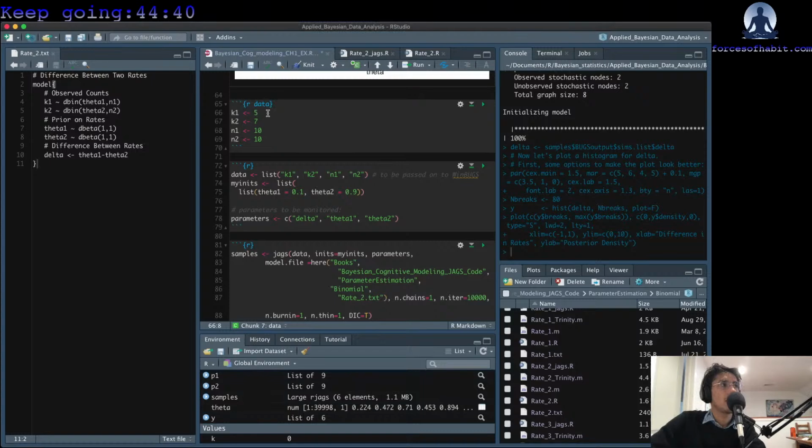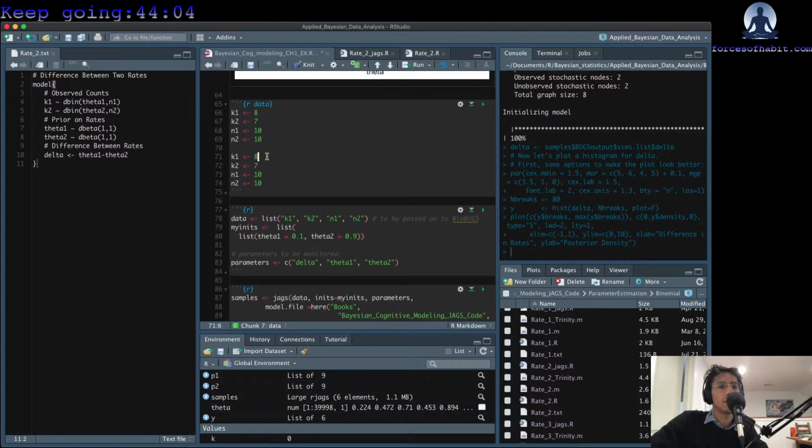So now for k1, we'll have eight, and then add one, it's 10, and then we have 7 and 10, good. And it wants us to do this, and we're also going to have 80.